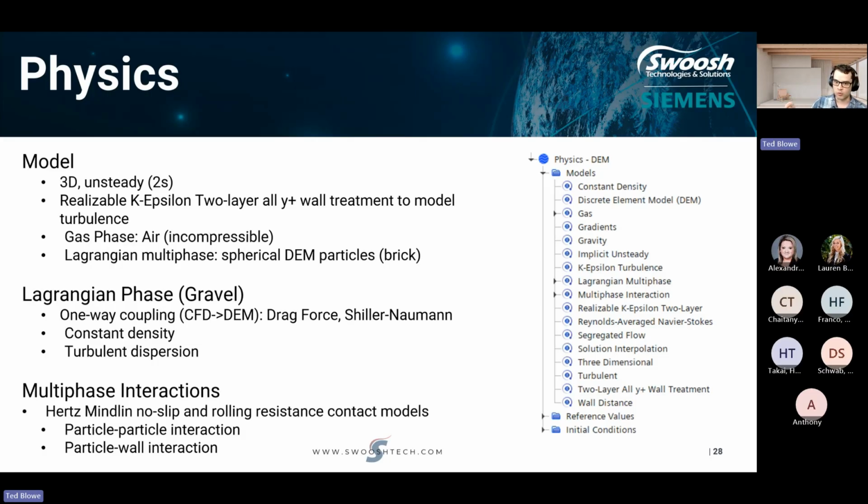The first example that we're gonna look at is a one-way coupling where the continuous phase, the gas phase, influences the particles through terms such as drag and the momentum equations. However, there's no reverse effect. The particles are not talking to the fluid.